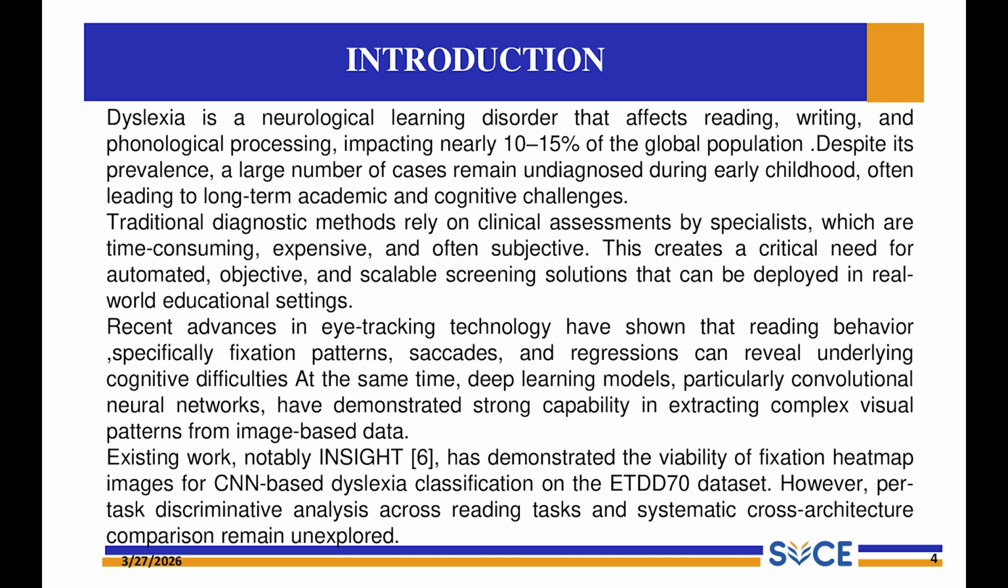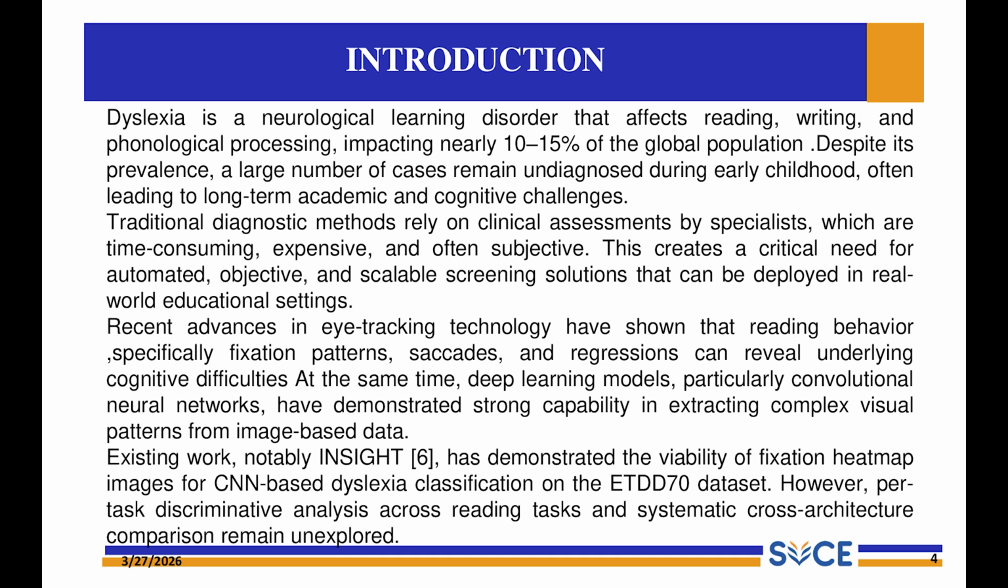Dyslexia is a neurodevelopmental disorder that impairs reading fluency, writing, and phonological processing, affecting roughly 10 to 15% of the global population. Unfortunately, current clinical assessments are highly subjective, time consuming, and expensive. This means most children go undiagnosed until they are 8 to 10 years old, missing the window for early intervention. Our research bridges this gap by introducing an objective automated screening pipeline.